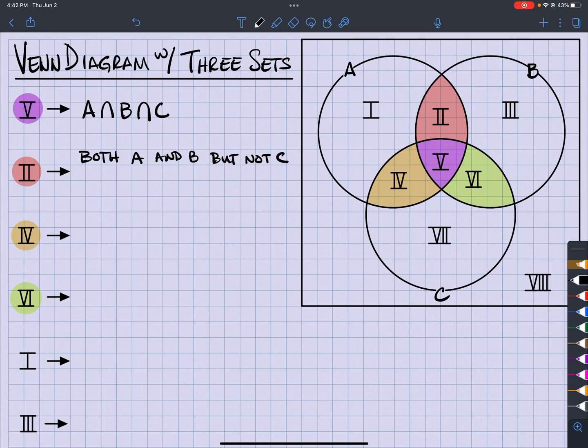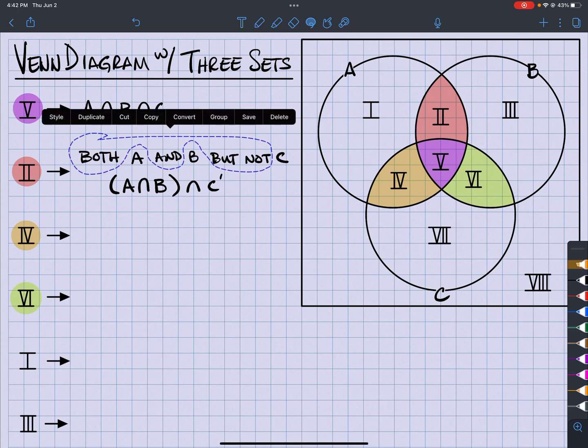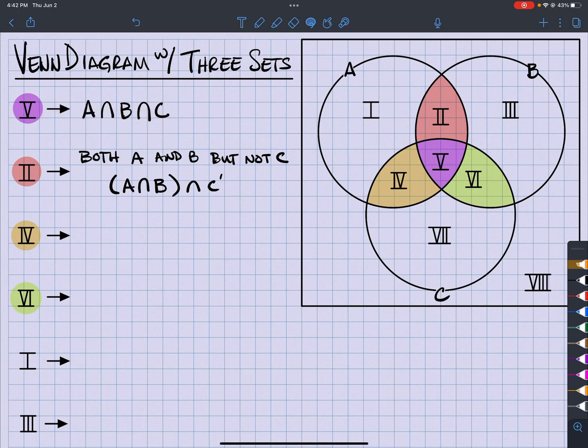Okay, so let's go ahead and write this down. In letters, it would be A intersect B, intersect not C. Anytime you see the word "and" or the word "but," it means to intersect. Okay, so let me do this. Copy that.